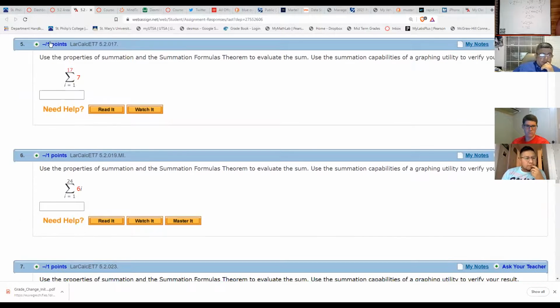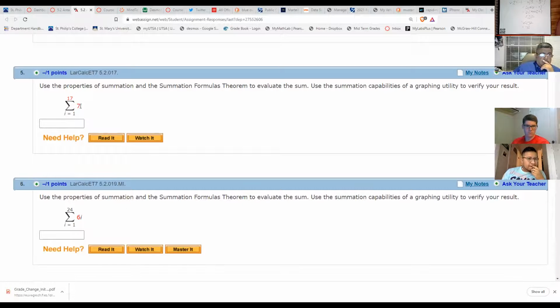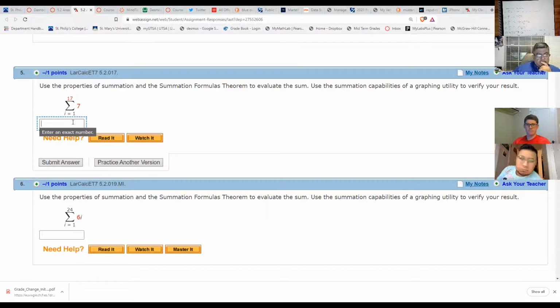Number 5, here you really should use the formula because it goes all the way to 17, right? So we should look at number 1 on your notes. We said summation formula: if it's some number C and it goes all the way to n, all you have to do is multiply C times the n. So my C is 7, my n is 17. Multiply them together, and that's the answer using formula 1.